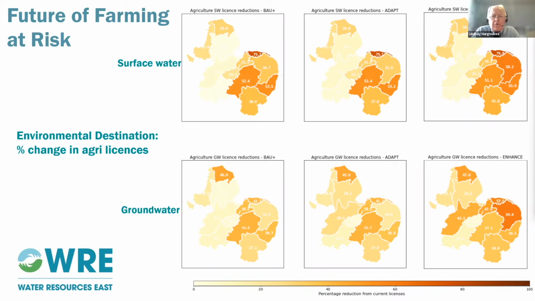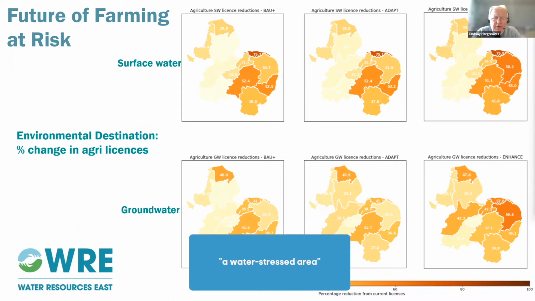And I think rather than be too distracted by the numbers, let's just look at the overarching picture, and also the three different sets of graphics on the left-hand side. We have an environmental destination, which is called business as usual plus, and then there are increasing levels of environmental work, which will have an impact on all abstractors, but here we're talking about agriculture. This illustrates the largest element of what this process is all about, in terms of looking at the east of England as a water-stressed area.